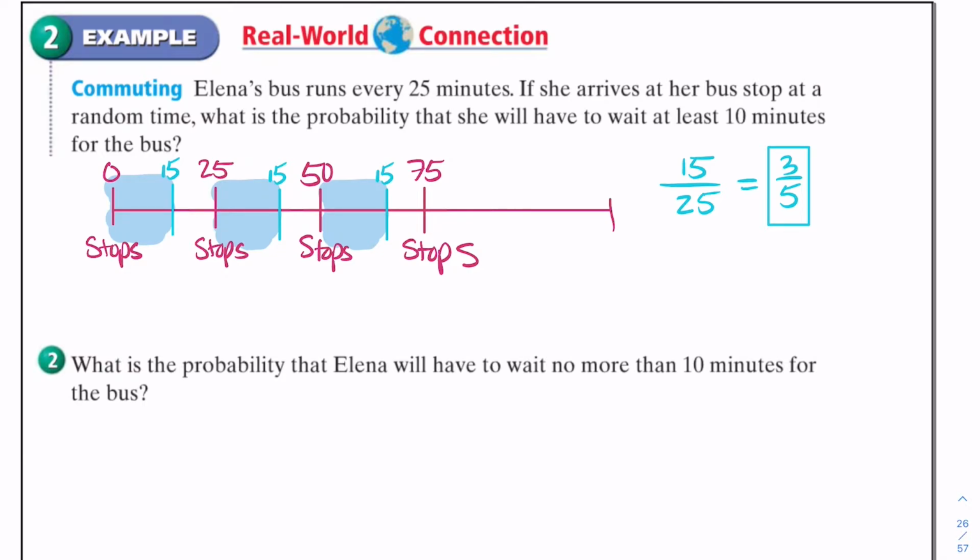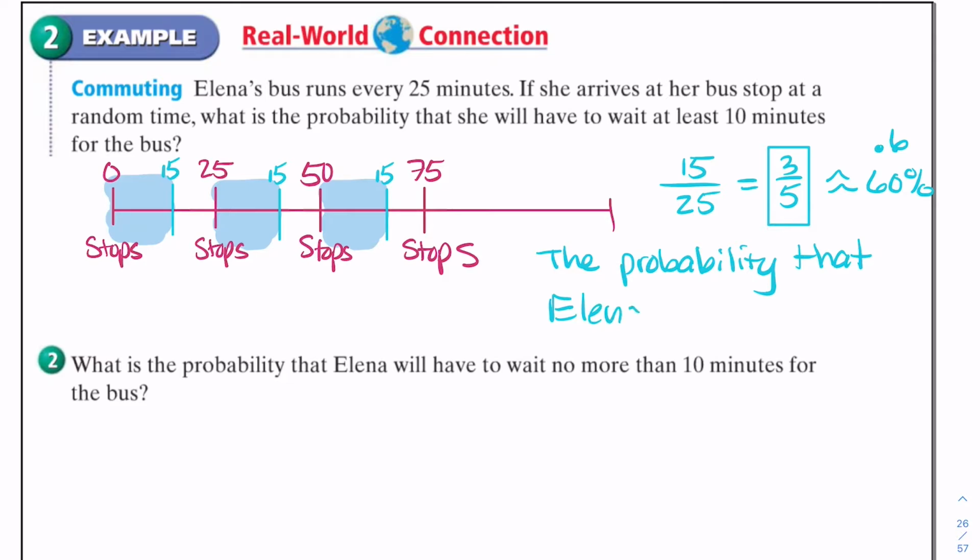Okay, we could even round this if we want to say 60%. It's 0.6 as a decimal, which is 60%. So 60% of the time, the probability that Elena waits at least 10 minutes is 60%.